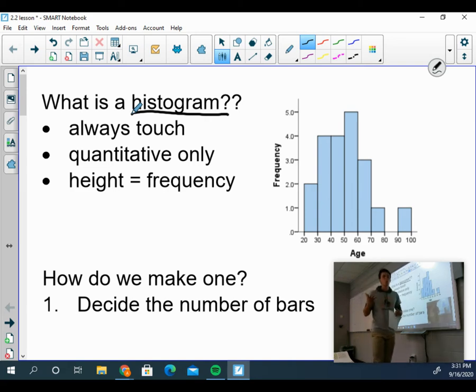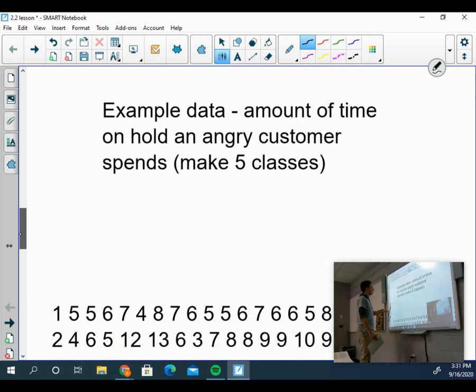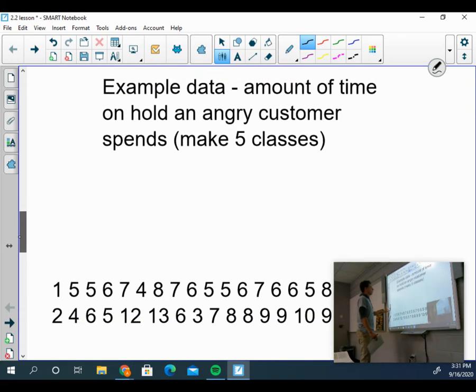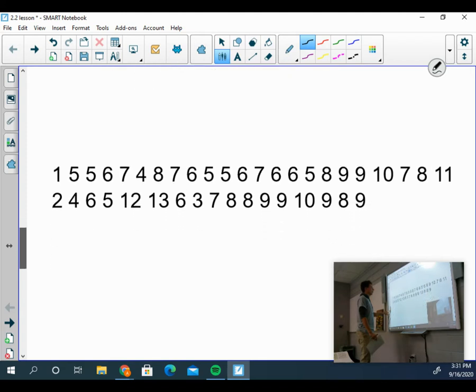Now the question becomes, why are we learning about these? Well, because when we organize our data, it's important that we can present it in a concise manner that clearly conveys what we're trying to tell whoever we're presenting to. The example you're going to see me use here is this angry customer. The amount of time on hold an angry customer spends.